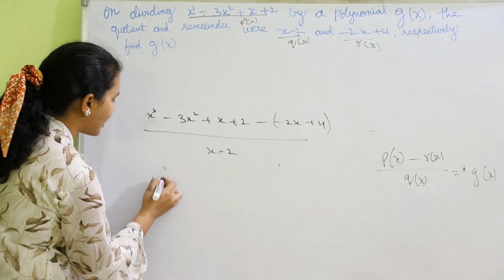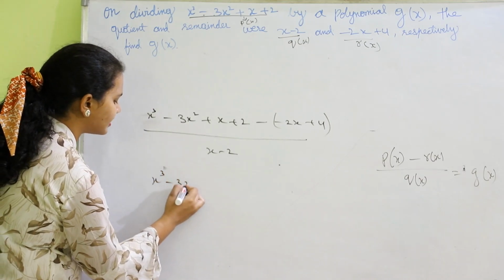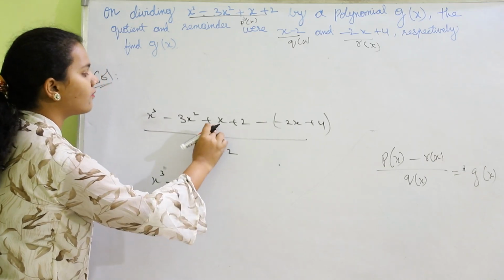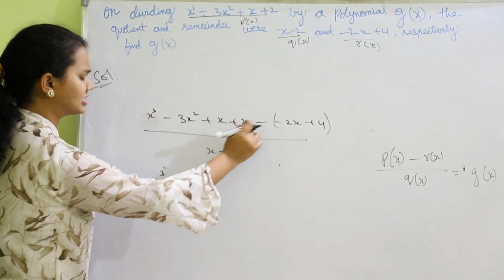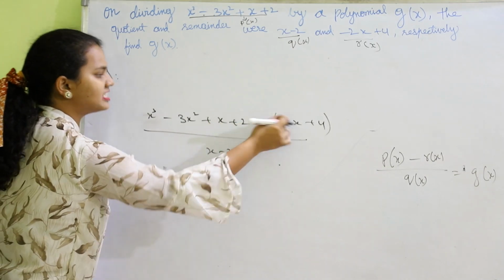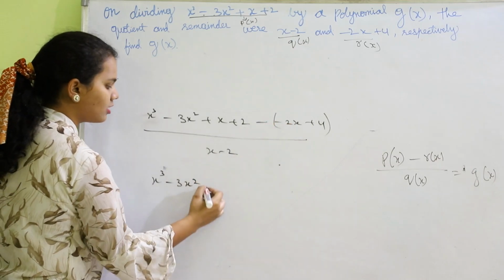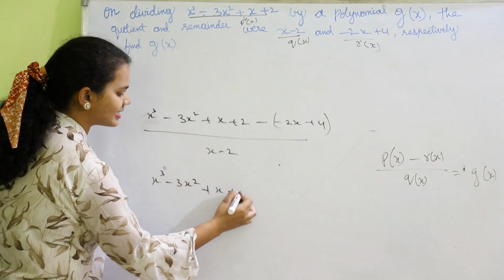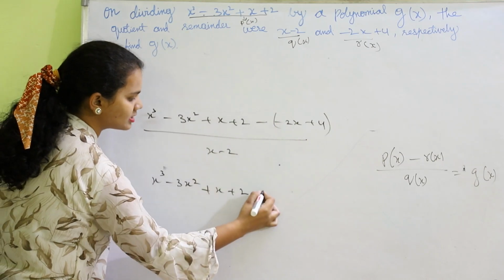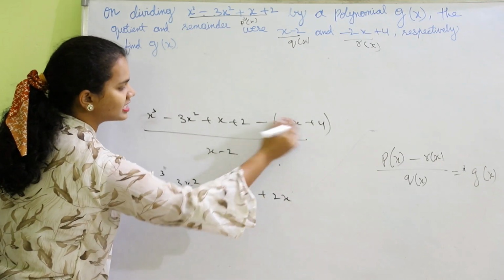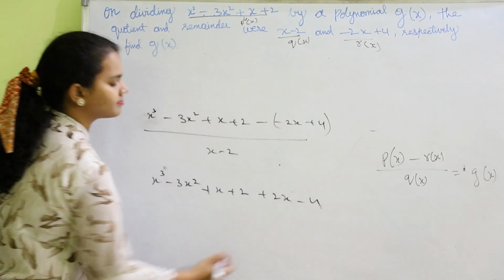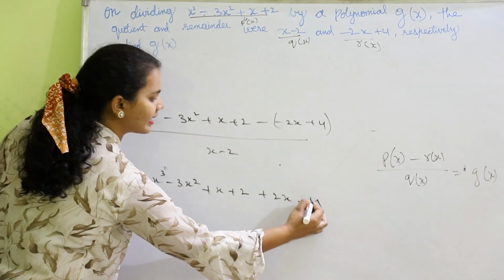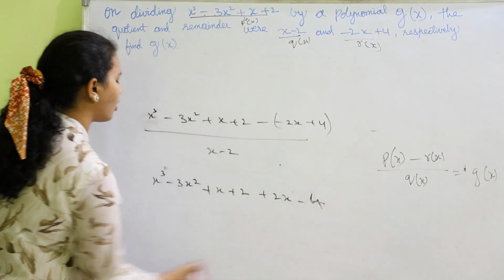Now what you do is x cube minus 3x square as it is. So here you have pluses. Before going to this, minus into minus is plus, right? So plus x plus 2, minus into minus plus, so plus 2x, minus into plus minus 4. Clear till here? Now what you do?